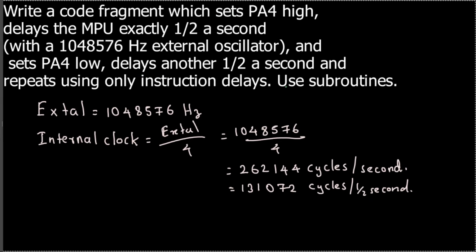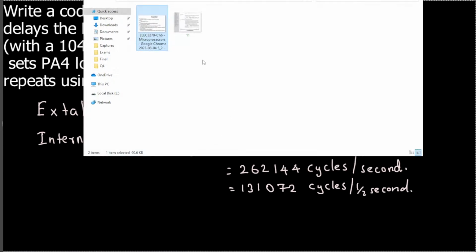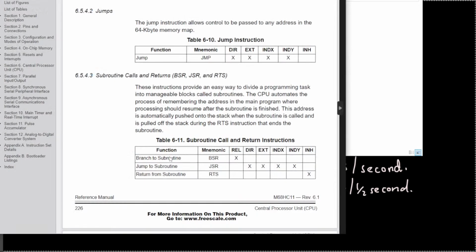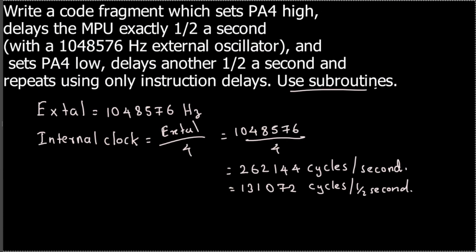Okay, and also here they have mentioned use subroutines. So it means we have to use the subroutine instructions: branch to subroutine, BSR, jump to subroutine, JSR, and return from subroutine, RTS. You can use either BSR or JSR. Both of them do the same thing. And we have to use an RTS at the end. Okay, that's it.